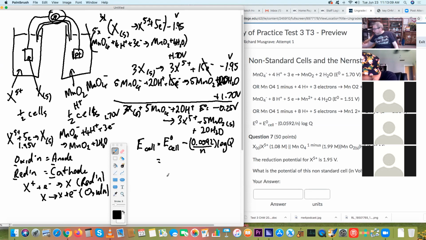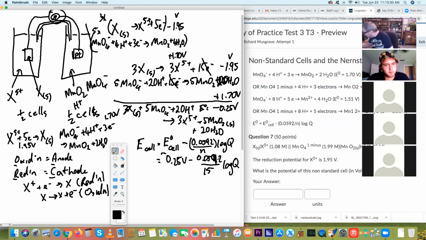Now the E naught cell value is what we calculated up here. It's minus 0.25 volts, minus 0.0592 over n, which is 15, and the log of Q. We'll get to Q in a second. Like n as in the 3 and 5 multiplied together, right? It's actually the number of electrons transferred in the balanced equation, which is, yes, 15. So it's whatever you had to make the electrons balance out, is the way I look at it. Is that okay, Adam?